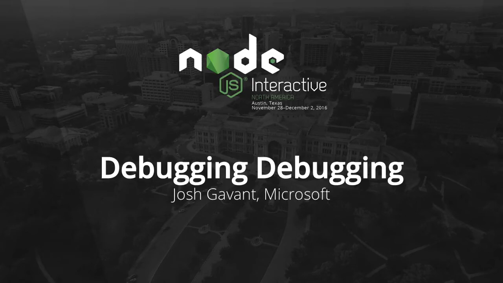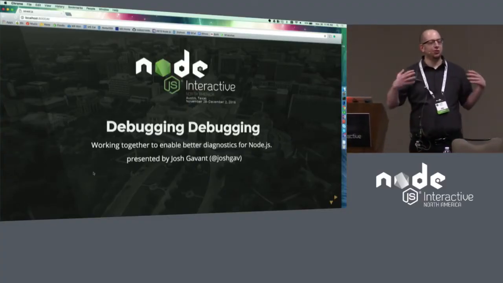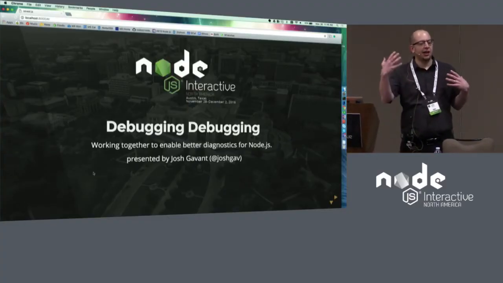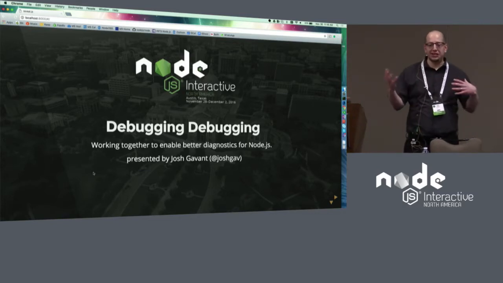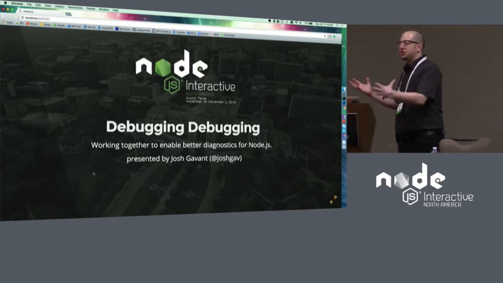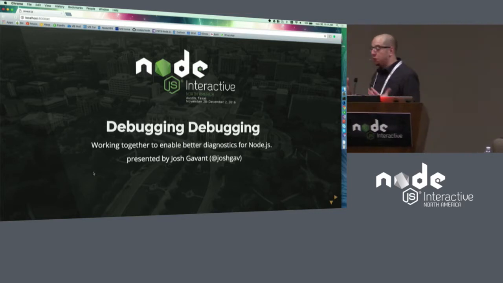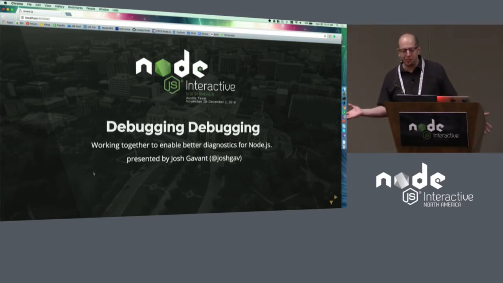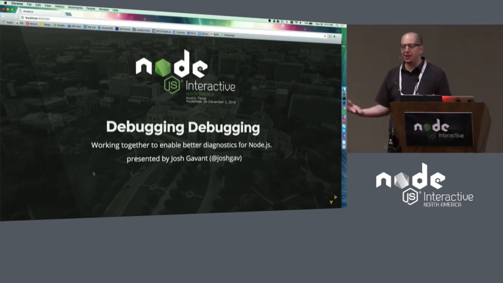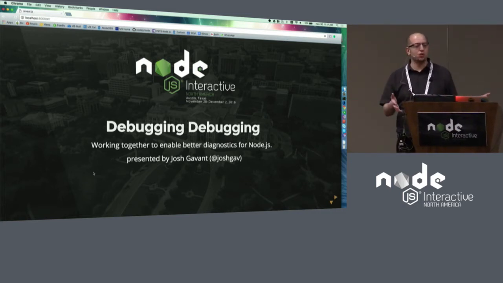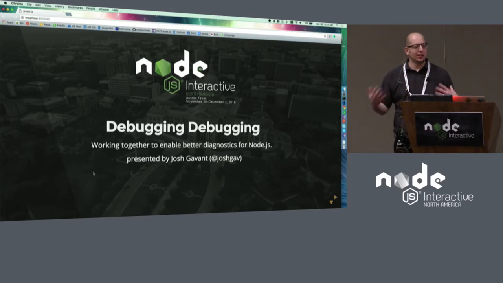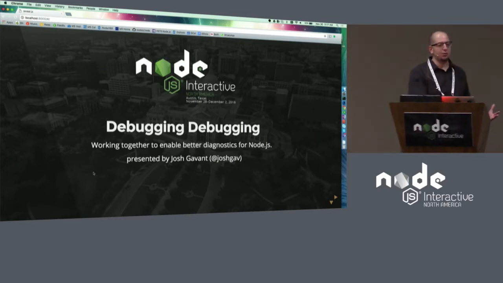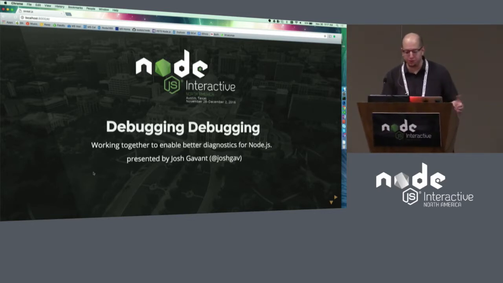So, debugging debugging. I just wanted to clarify the title at the get-go here. The goal here is to help you understand how debugging works from the inside out, to debug debugging. And I hope you'll come out of this better able to diagnose and debug your own programs, and also able to give us some feedback in Node Core and the Diagnostics Working Group about some of these things and the way they're being implemented and how we can better serve you.